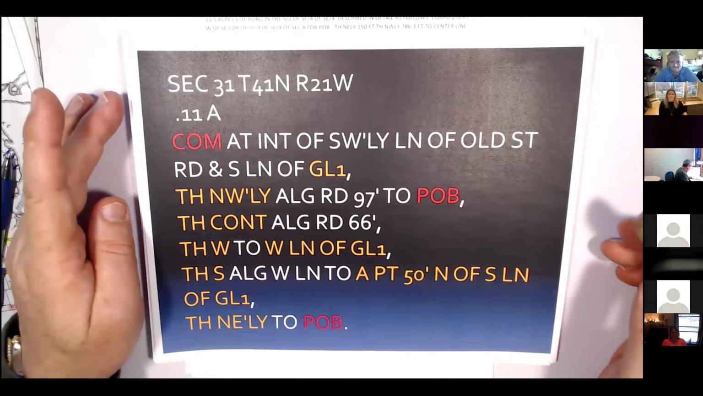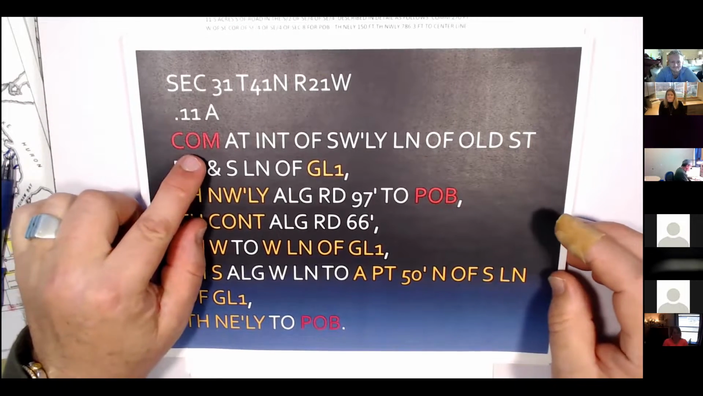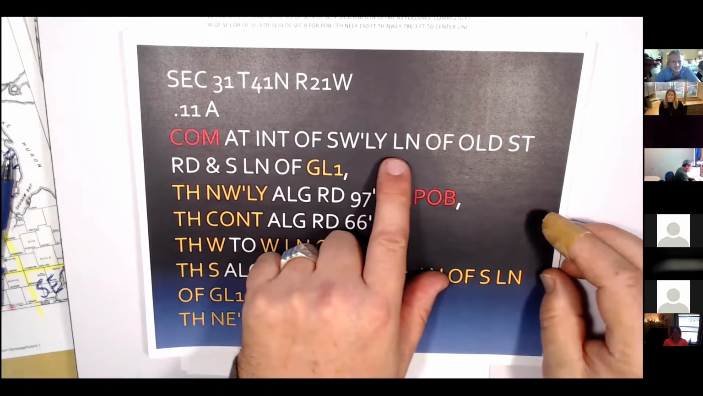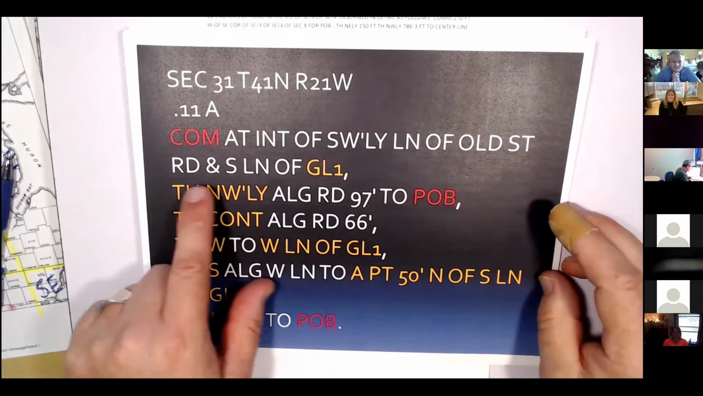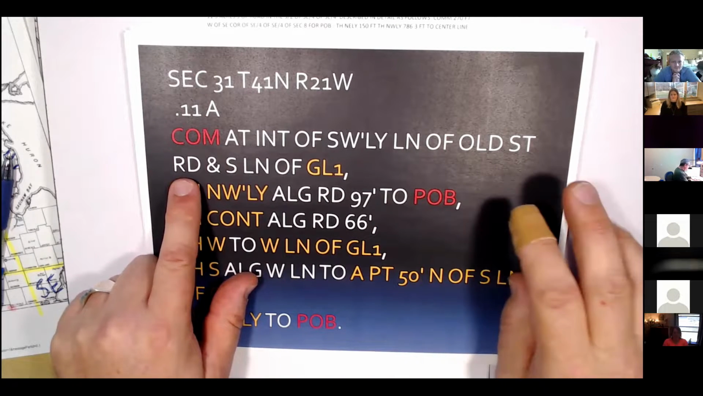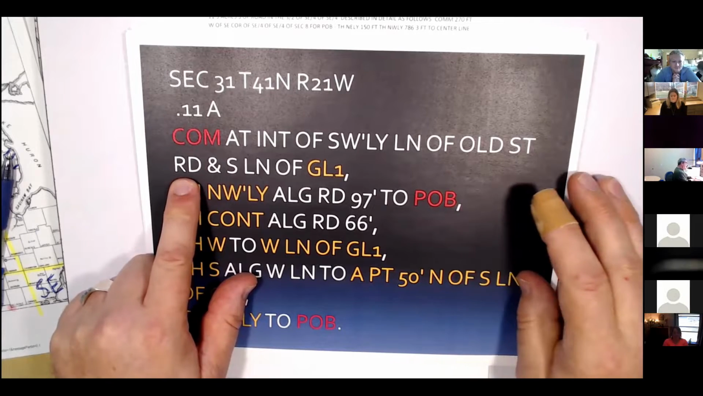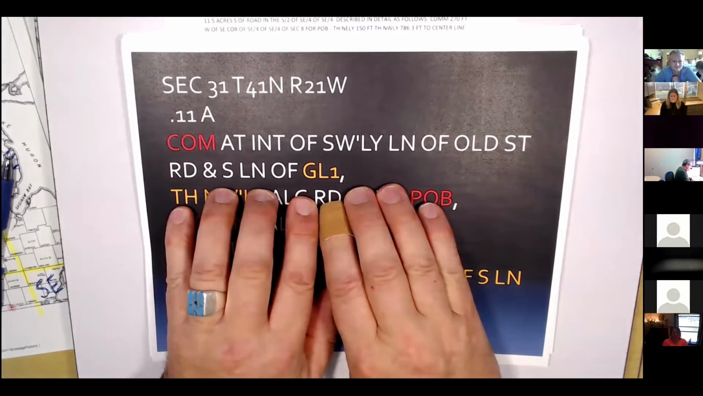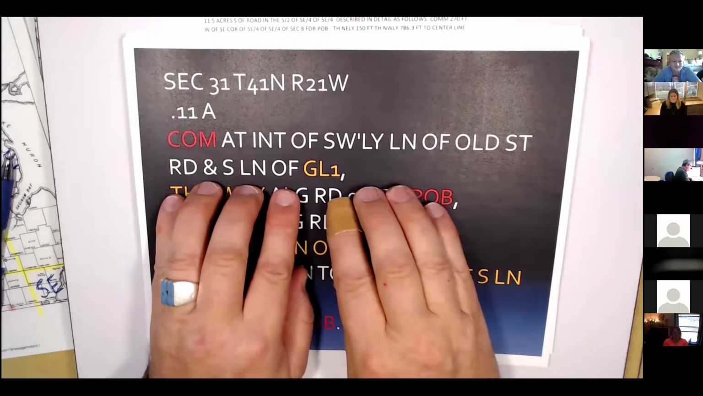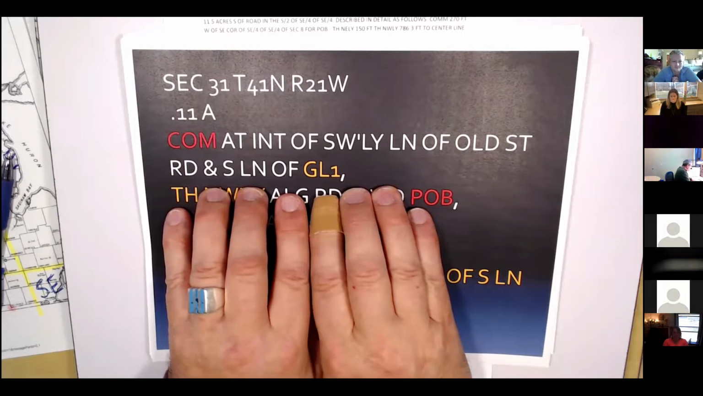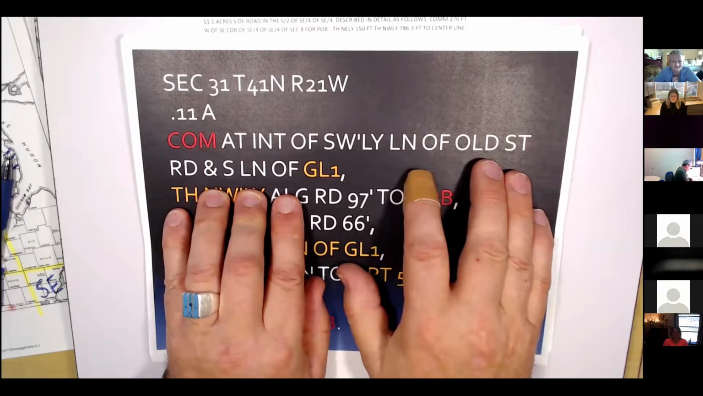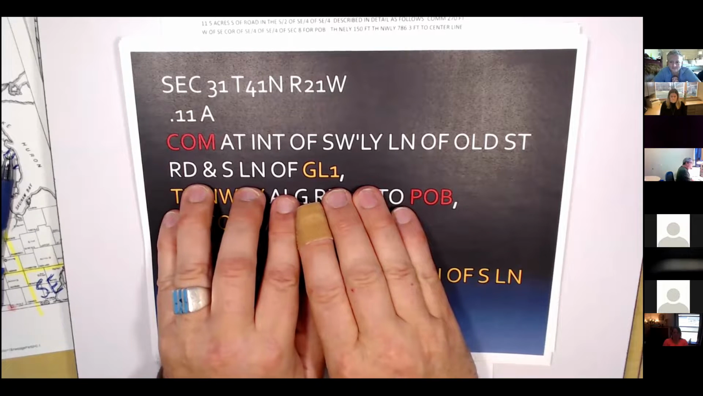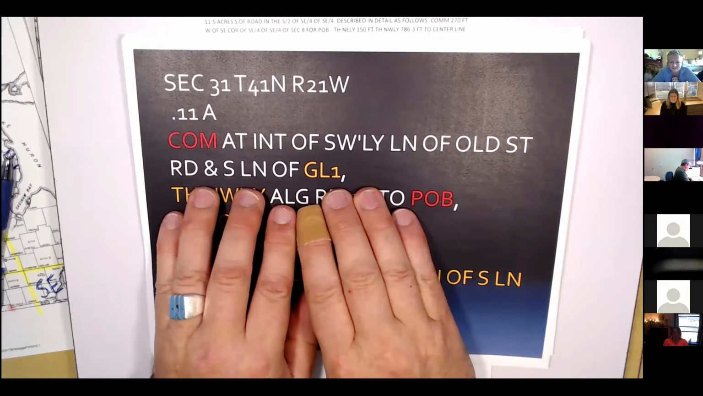So here we're dealing with a piece of property that commences at the intersection of the line of Old State Road, I'm going to guess is what that is, and the south line of Government Lot 1. So this is your reference point. This is telling you where your description is going to start. And the intersection of the Old State Road and the south line of Government Lot 1 is going to be something that's not going to be difficult for you to find on a tax map.